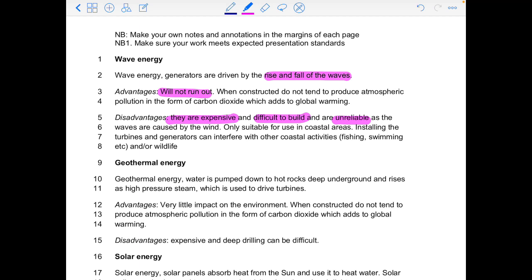They're also not going to work very well in Birmingham because there's nowhere for big waves in Birmingham, because the canals don't tend to be windy. So they're only suitable in coastal areas. And they can interfere with other coastal activities or wildlife. So you're not going to build them everywhere. So that's wave energy.